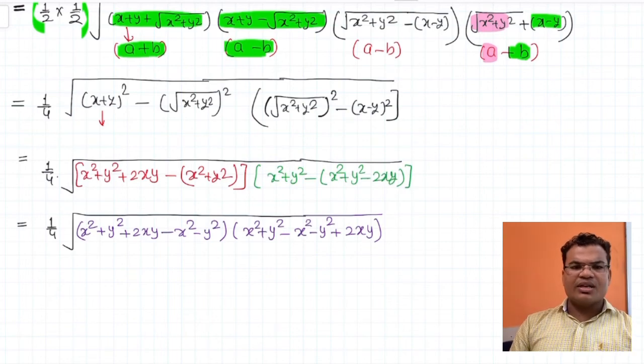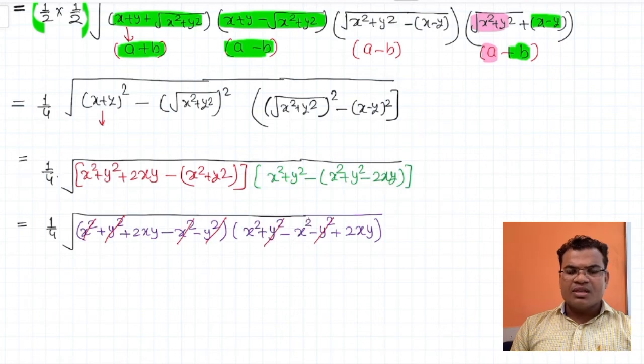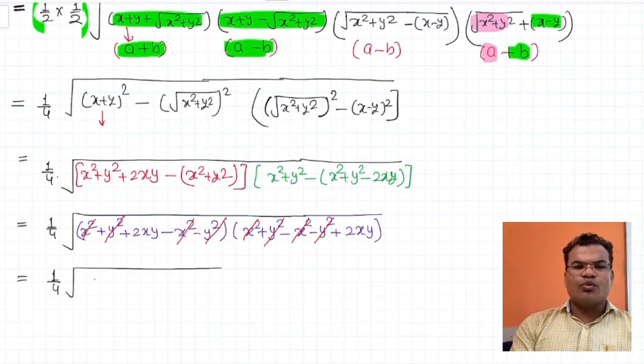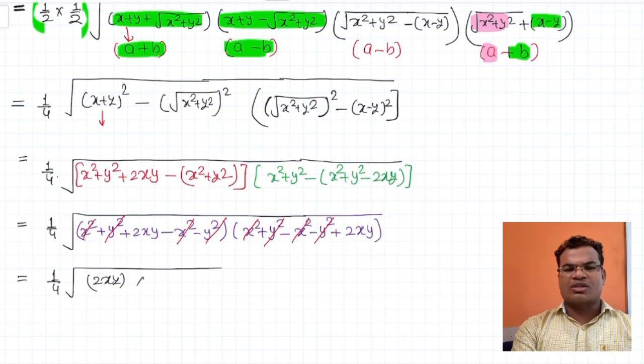After this, you can see x square y square cancel with minus x square and minus y square. Similarly in the second bracket also. So what is the remaining term? That is 2xy, and the second bracket is also 2xy. So under root, you will write 2xy into 2xy. You can see here 2xy, first and second bracket have the same term.